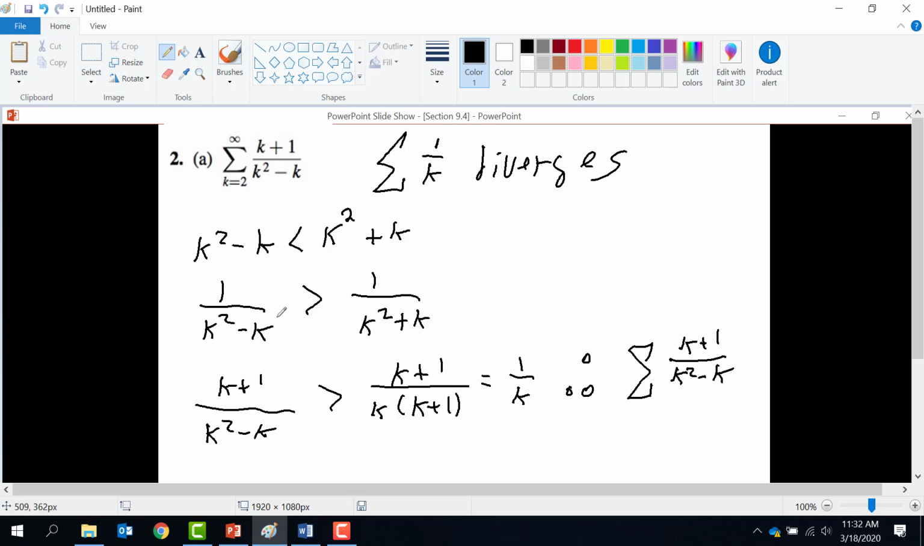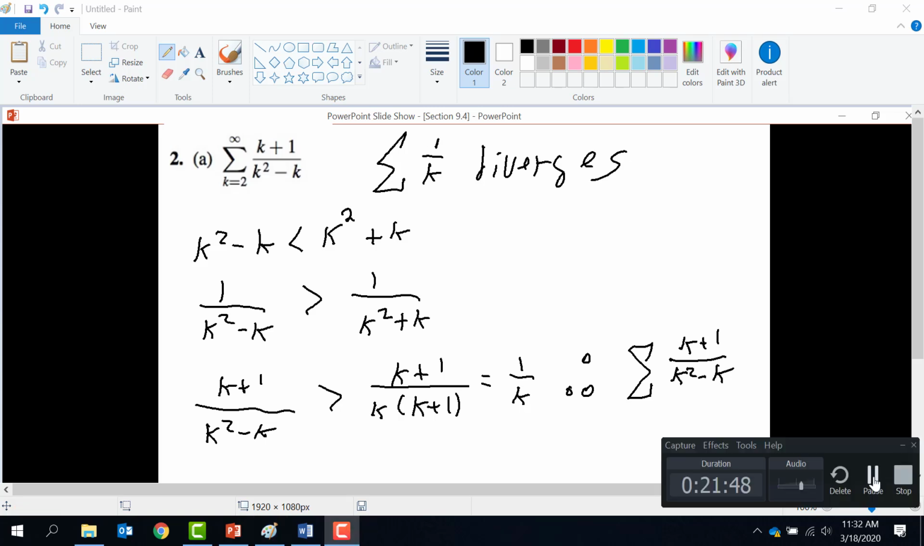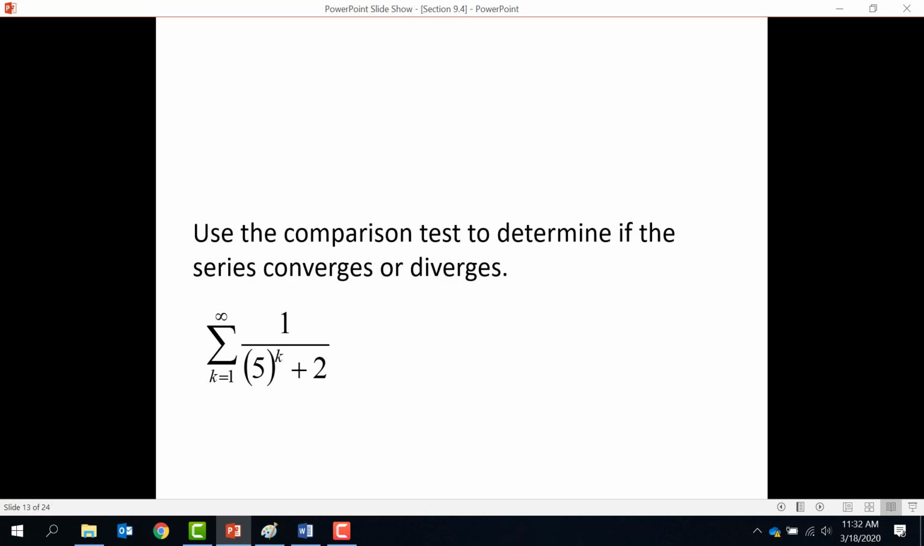And so coming up with these comparisons is not very easy. There's no formula for it. It requires some time for you to get comfortable with it, so you need to practice this. You should pause the video and try and do this problem on your own. You have 1 over 5 to the k plus 2.